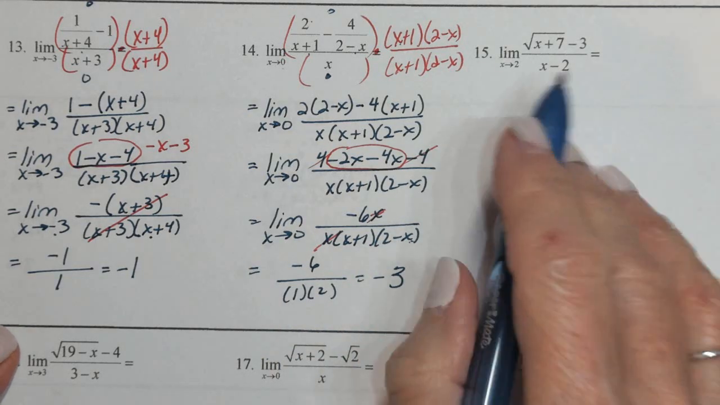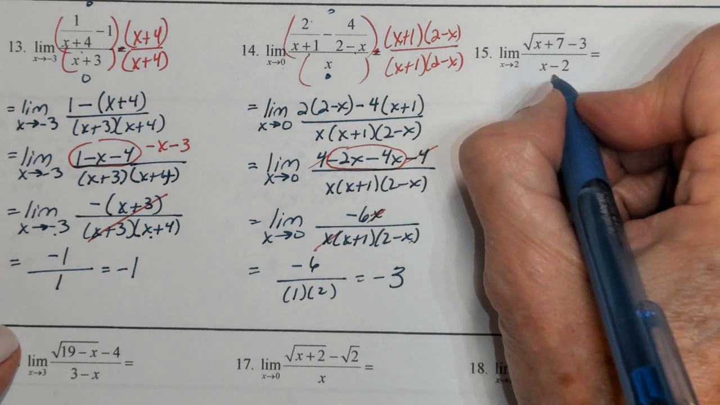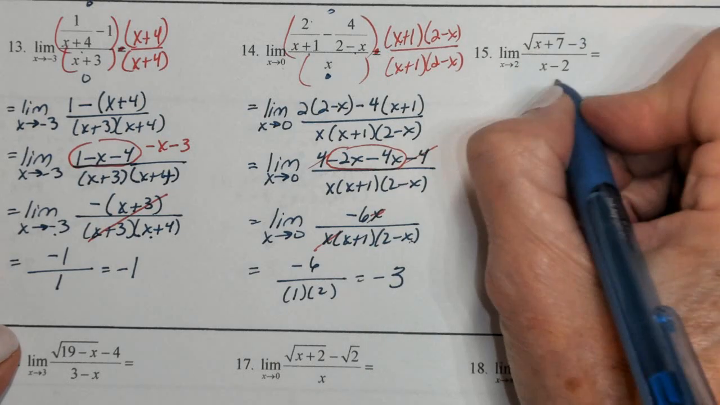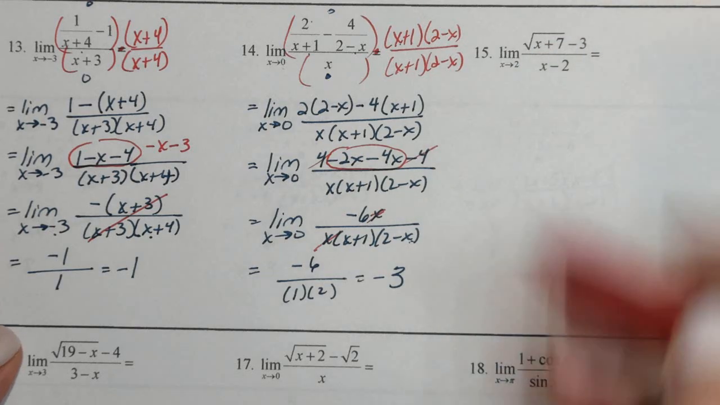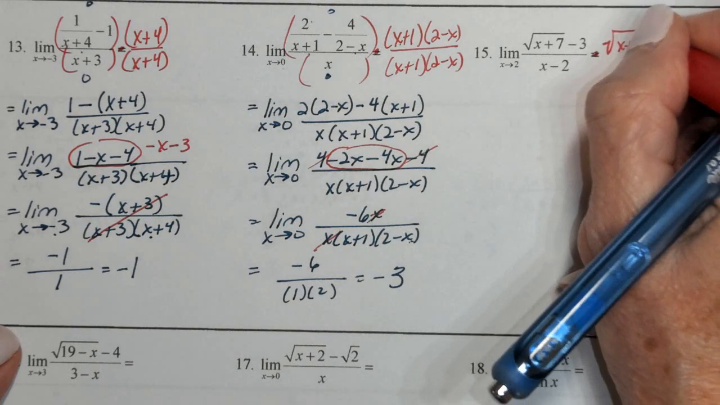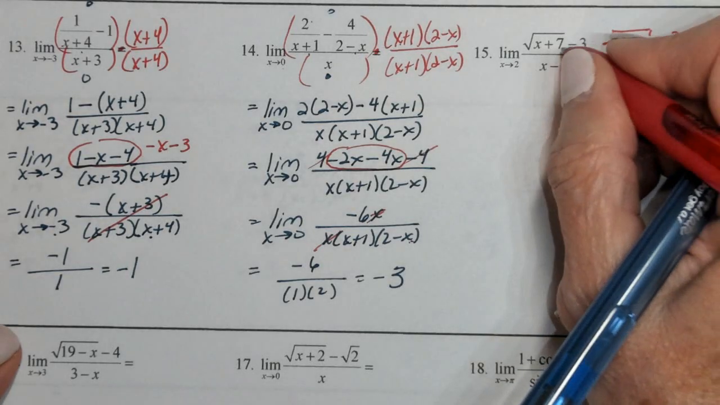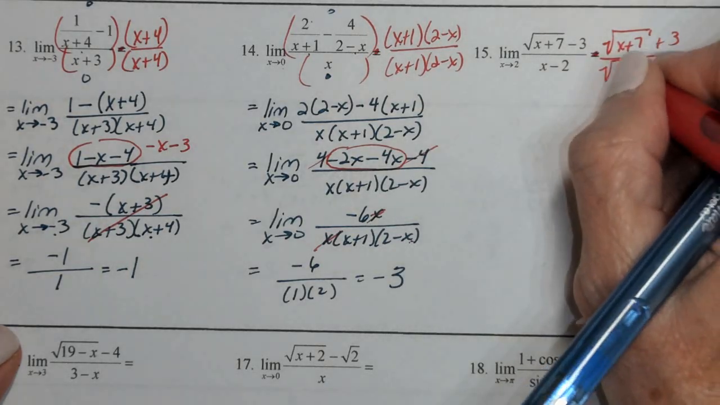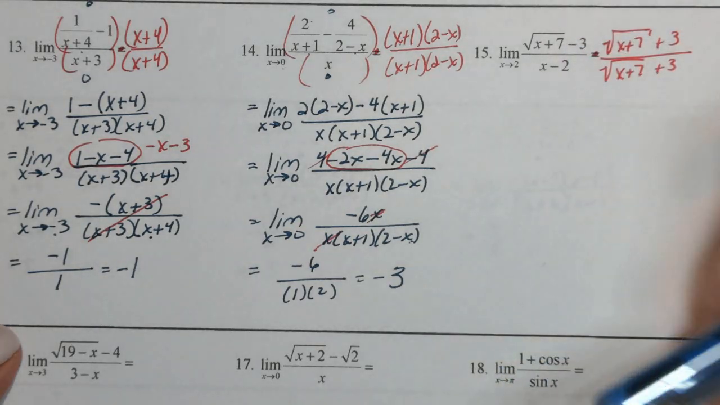Okay, number 15. Plug in 2, get 0 on the bottom. I get 0 on top. There's a hole. We have to eliminate the hole. To eliminate the hole in this case, I'm going to multiply top and bottom by a conjugate. Keep your square root. Don't change your square root. Only change that middle sign there.